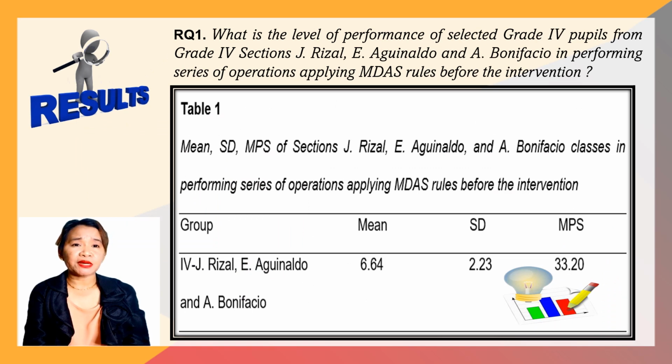It can be seen from the table that the class got a 6.64 mean out of 20 items in the mathematics pre-assessment test, 2.23 SD, and 33.20 MPS, which means that the group belonged to the pupils with low average in terms of the least mastered competency.